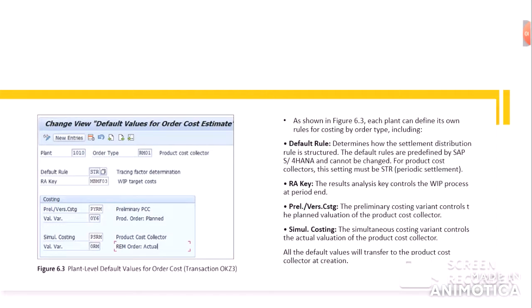RA key, the results analysis key, controls the WIP process at period end. The preliminary or version costing: the preliminary costing variant controls the planned valuation of the product cost collector. Simultaneous costing: the simultaneous costing variant controls the actual valuation of the product cost collector. All the default values will transfer to the product cost collector at creation.